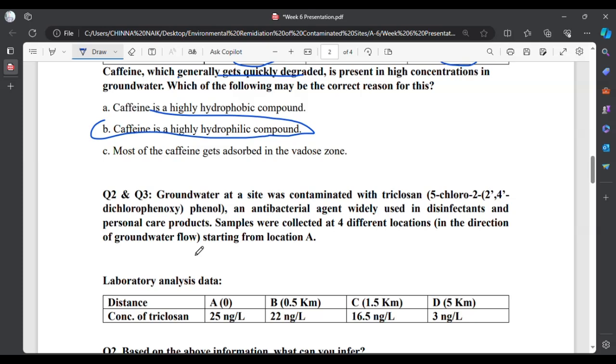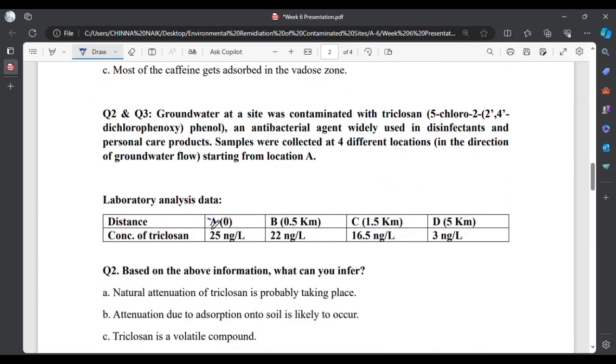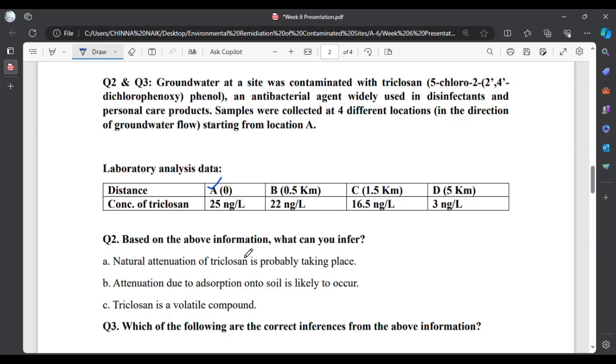Samples were collected at 4 different locations in the direction of groundwater flow, starting from location A. From location A, the concentration of triclosan is given in nanogram per liter. With respect to distance, different samples were collected at different locations, and the locations and distances are given here. In question number 2, based on the above information, what can you infer?